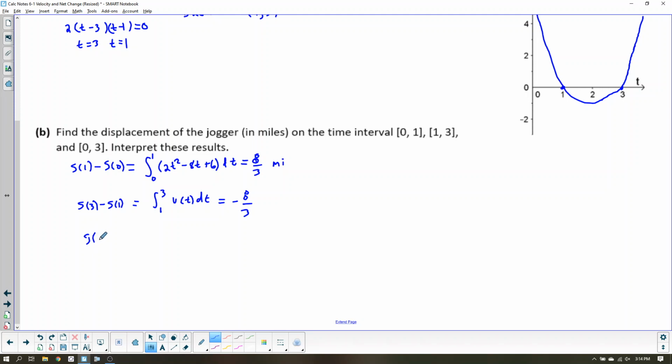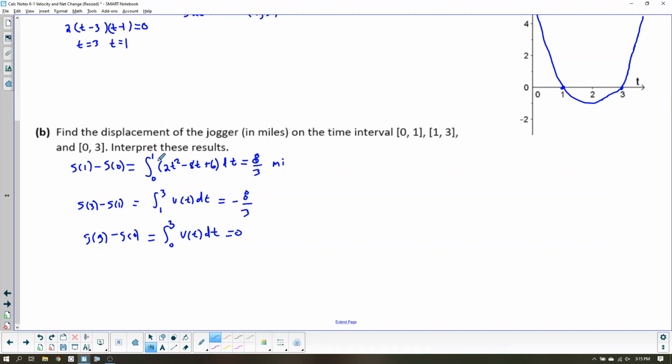So s of 3 minus s of 0, again, is a definite integral. And it comes out to 0. Which makes sense. You know, the runner went forward for 8/3 mile, and then they came back the same distance. So they returned to their starting place, which is why the displacement is 0.